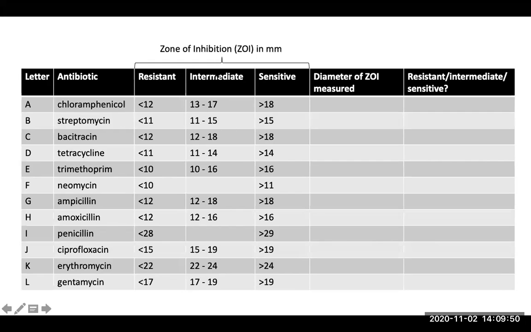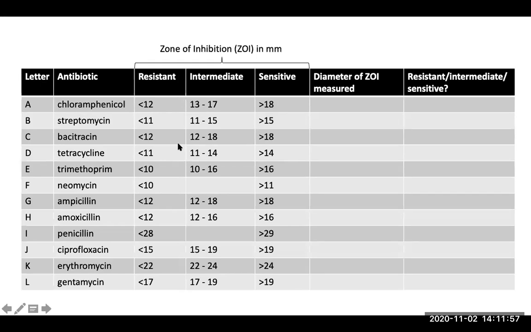And then, using these measurements here, you're going to determine whether the bacteria is resistant, intermediate, or sensitive to each antimicrobial drug. If the ZOI is less than the number in the resistance column, then you would mark the bacteria as resistant to that particular antibiotic. If the ZOI falls in the intermediate zone, you would call it intermediate. And if it falls in the sensitive zone, then you would determine that the bacteria are sensitive to that drug or susceptible to that drug.